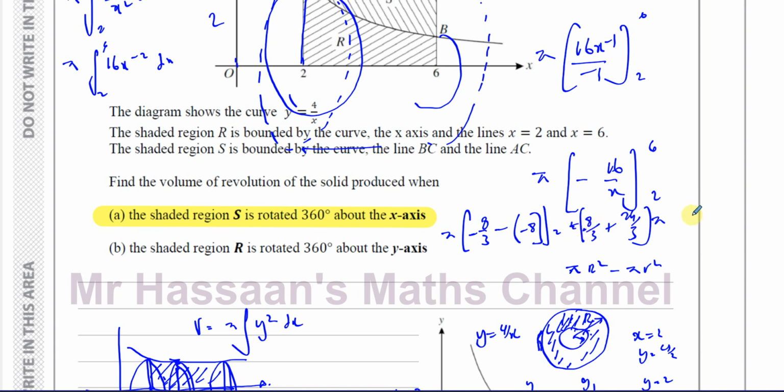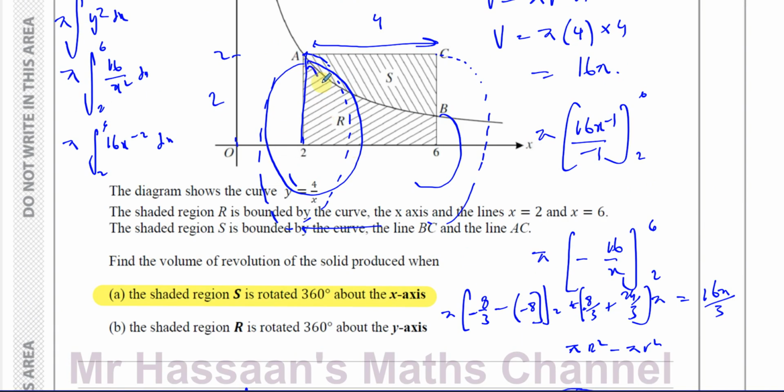So minus inside there. 24 minus 8 is 16. So that gives you 16 pi over 3. 16 pi over 3 is the volume of this section here when you rotate it around the x-axis.